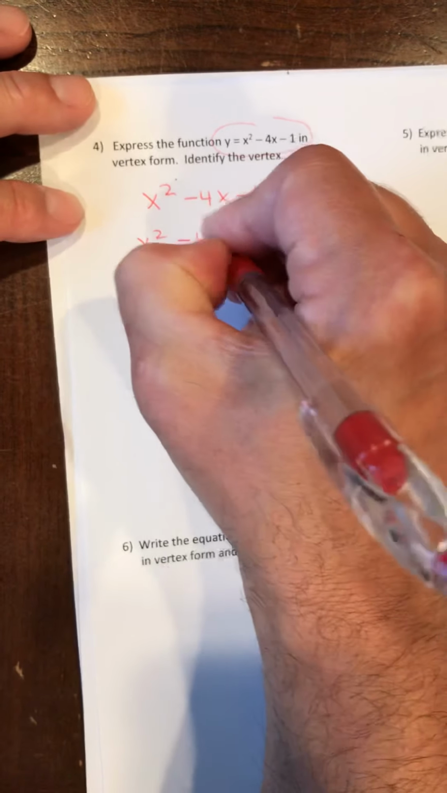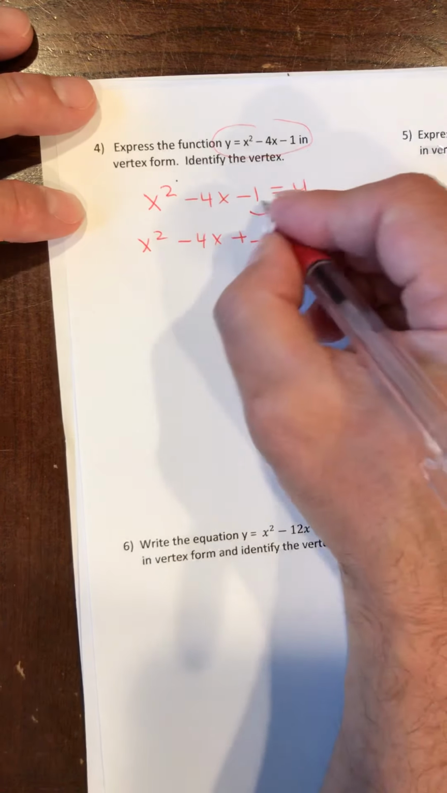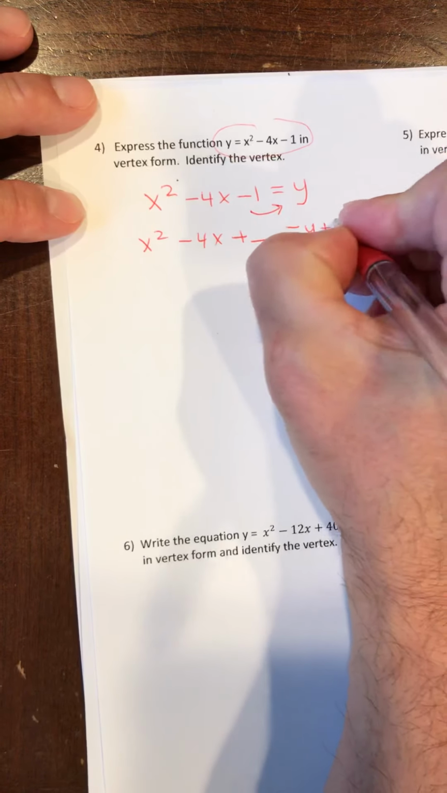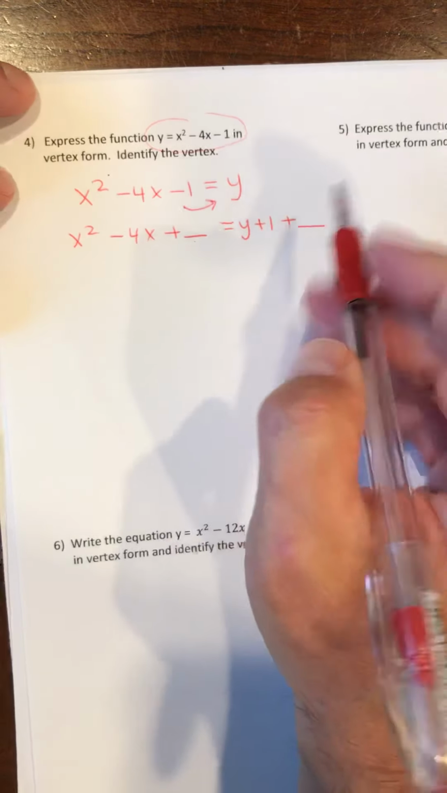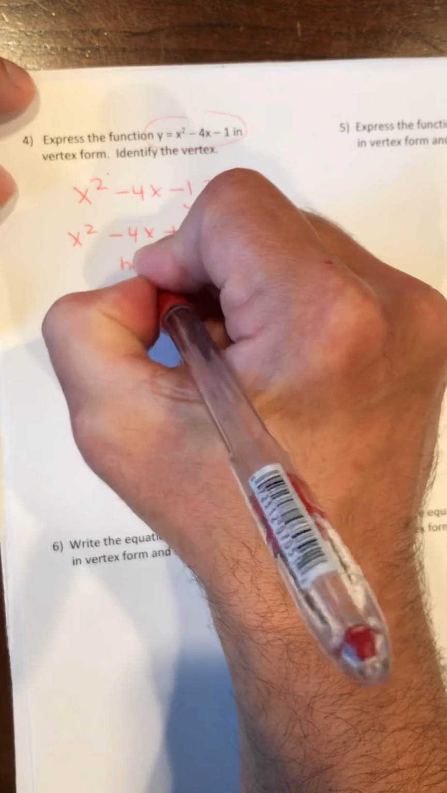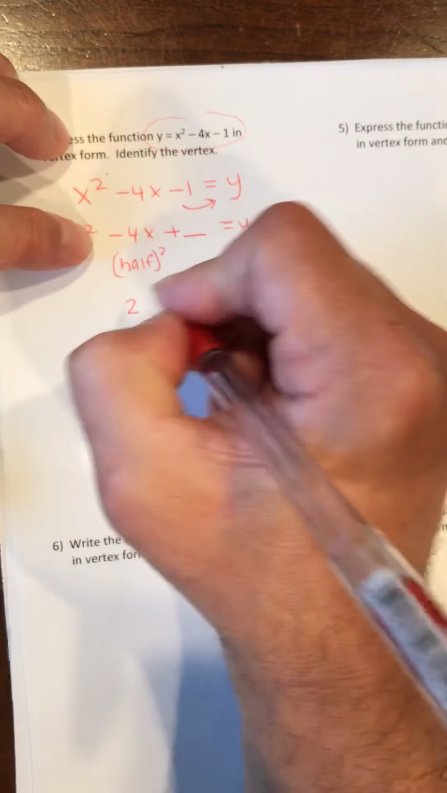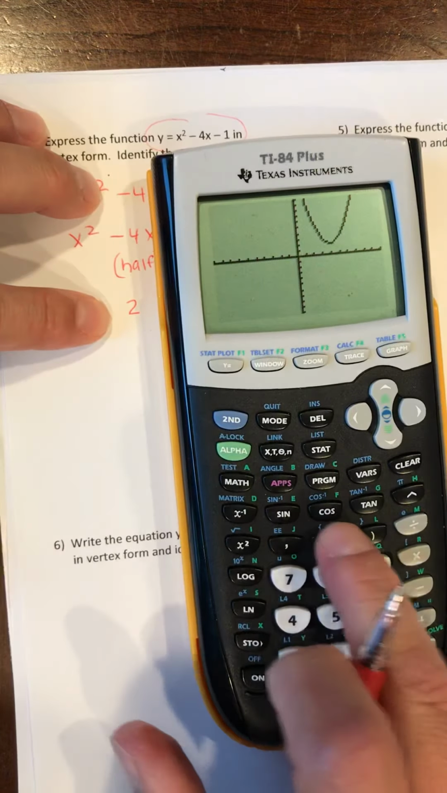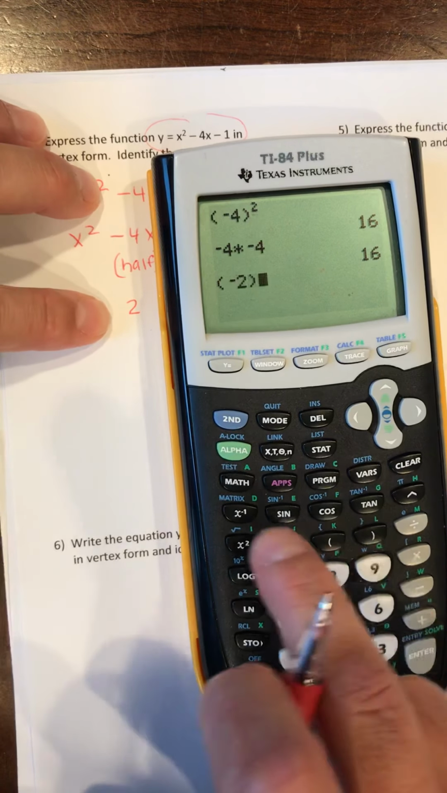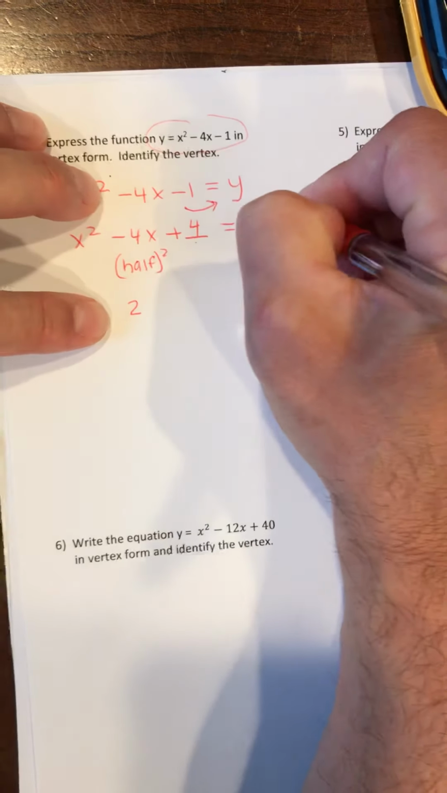But I want to leave a slot, an empty spot for the square number. When I bring the -1 over, it's going to become +1. Now, this number that I'm getting is half of the x term squared. So half of 4 is 2. Whether you make it -2 or 2, when you square that, you're going to get a positive. Look, if I do -2 to the second, that's going to be +4. That's the number I'm adding on both sides.